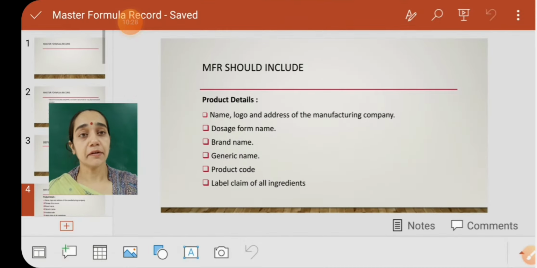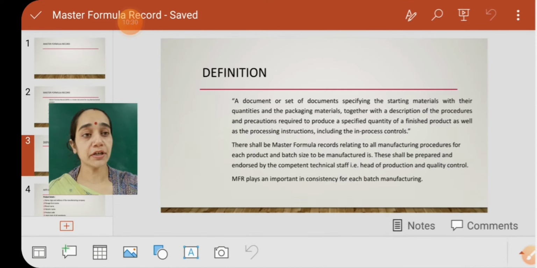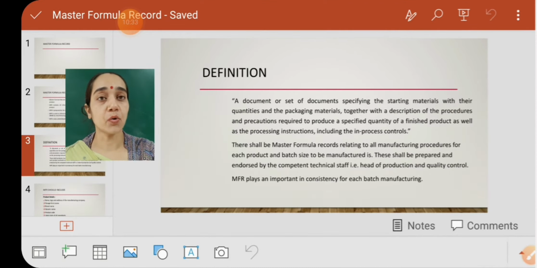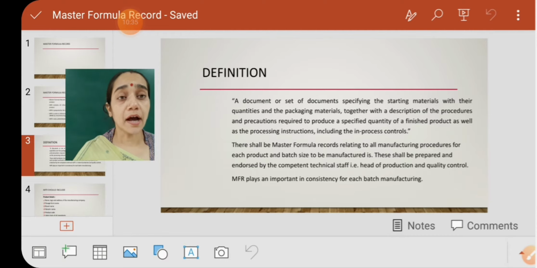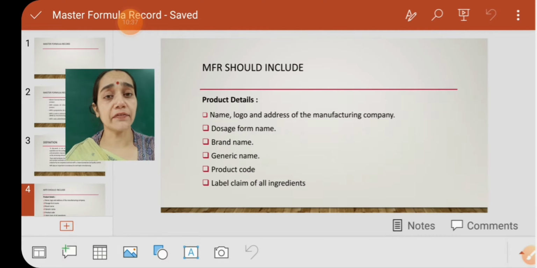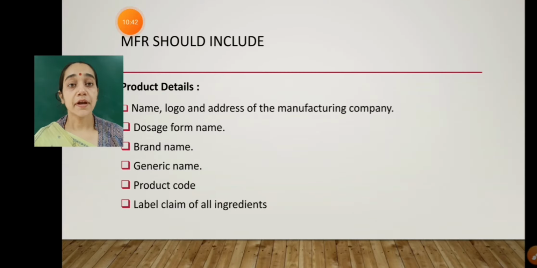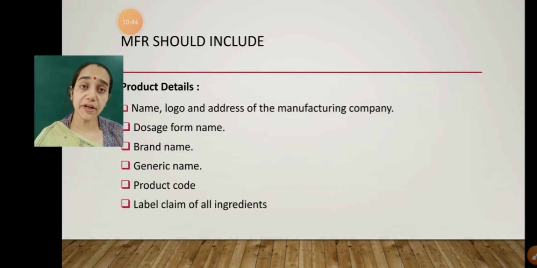Now there will be documentation, and this will contain all the information. Now if I say the product code has been given to the product, what will be the label claim of all the ingredients? It means what will be the different ingredients which will be added into the formulation, and what will be the claim for them.